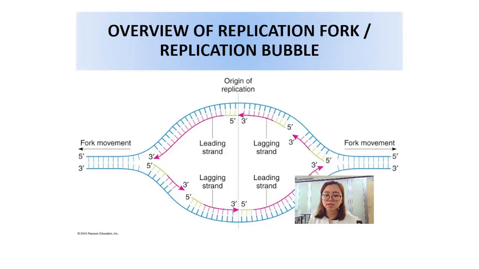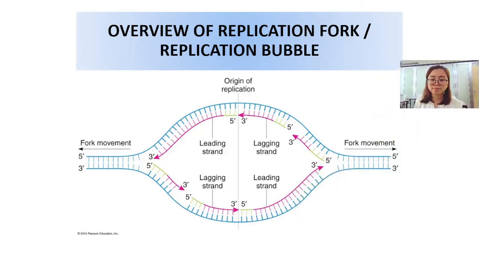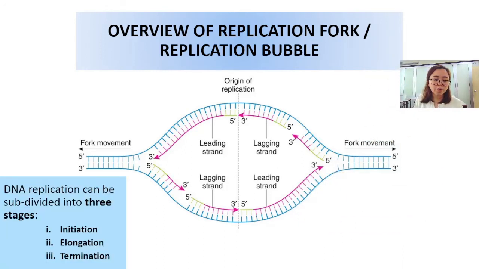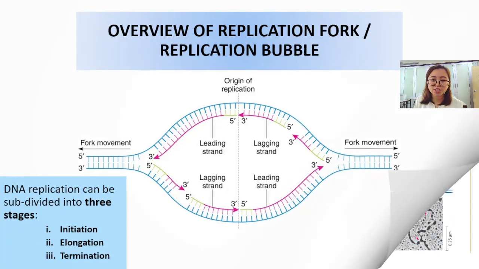Okay, so this is replication fork. We can divide DNA replication into 3 stages, as I've said before, which is initiation, elongation, and termination. So if you're ready, let's get started on the steps of DNA replication.